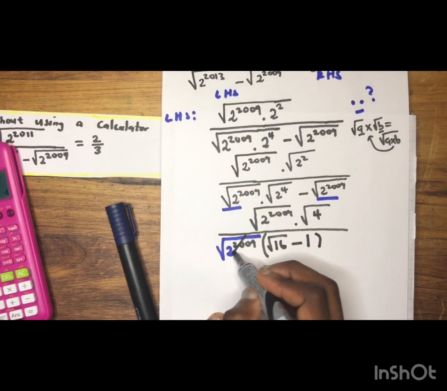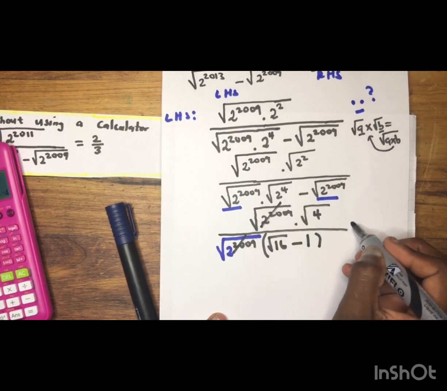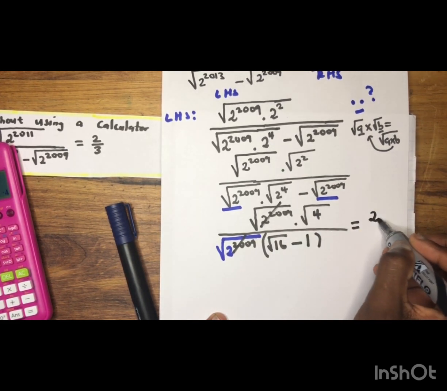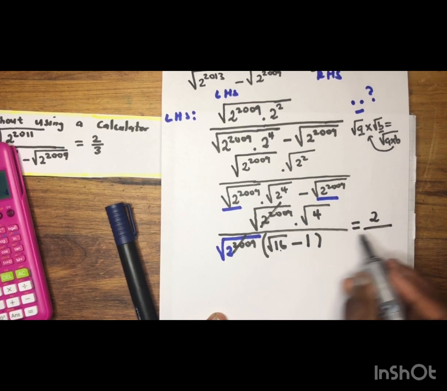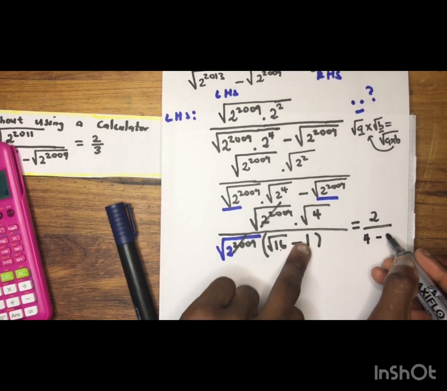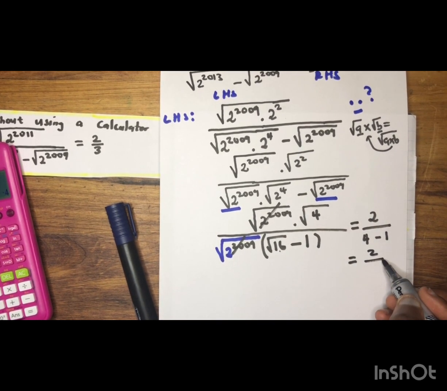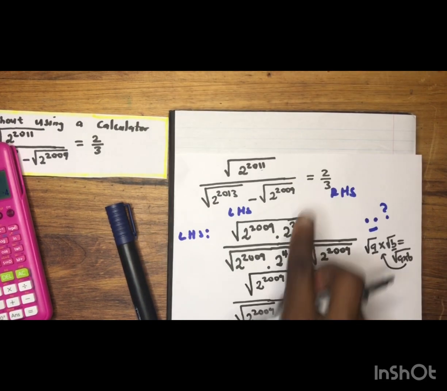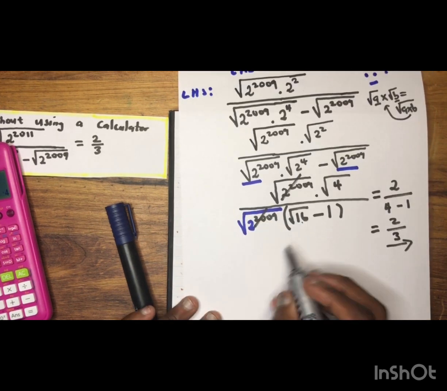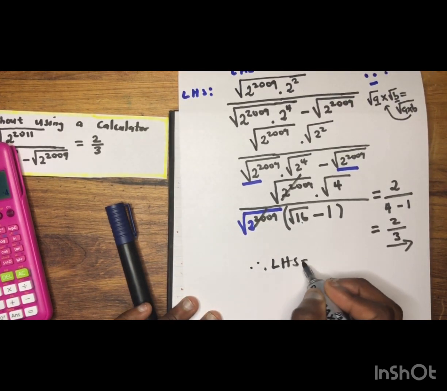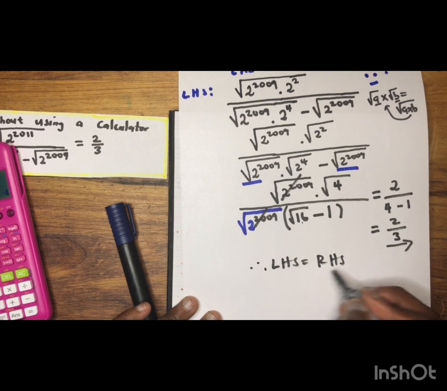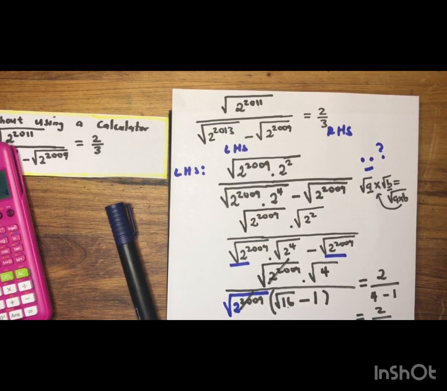So can you see that this will cancel this? Now we all know that square root of 4 is 2. Square root of 16 is 4 minus this one. So now we have 2 here as your numerator. 4 minus 1 gives you 3. Now, which is the same as this one. Now you can conclude that your left hand side is equal to the right hand side. So that's easy, guys, when you know your laws of exponents. So let's do this one.